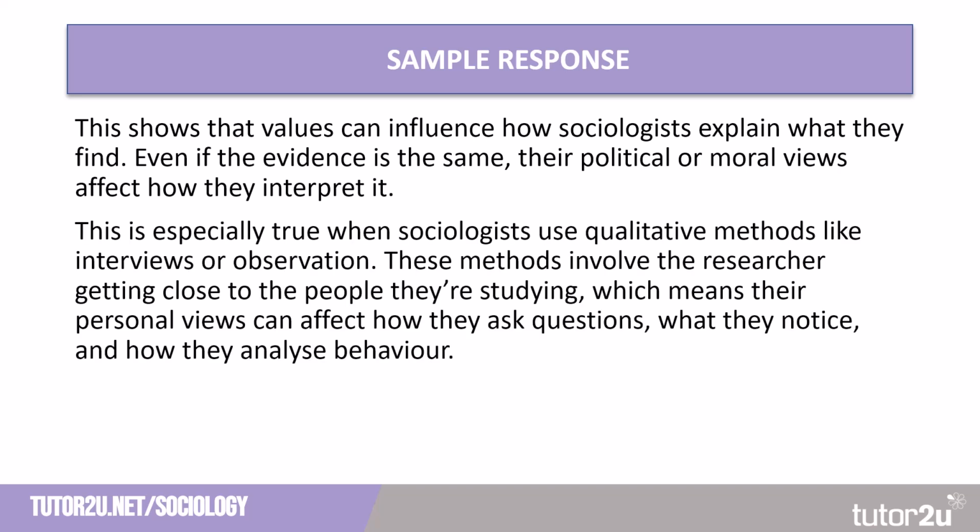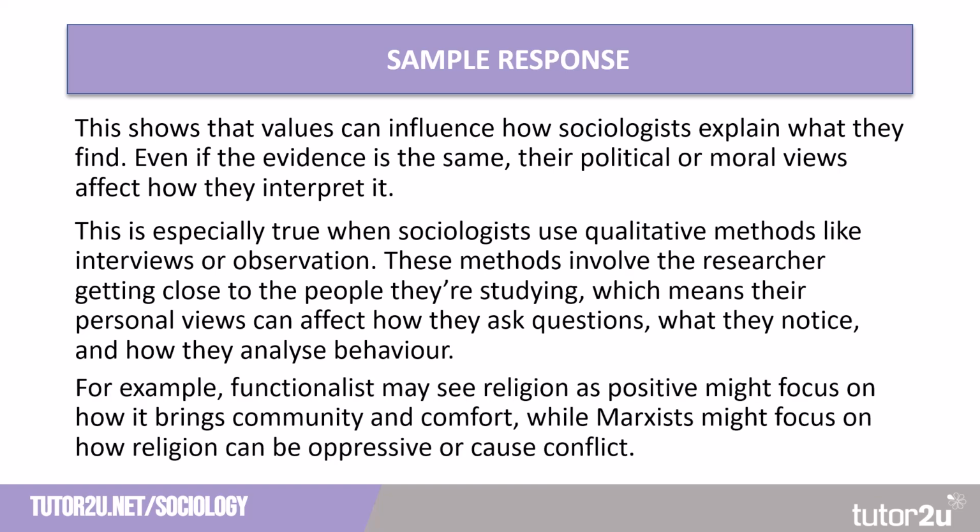Let's develop this a bit further. This is especially true when sociologists use qualitative methods like interviews or observation. So we're using another example here. These methods involve the researcher getting close to the people they're studying, which means their personal views can affect how they ask questions, what they notice, and how they analyse behaviour. For example, functionalists may see religion as a positive and might focus on how it brings community and comfort, while Marxists might focus on how religion can be oppressive or cause conflict.